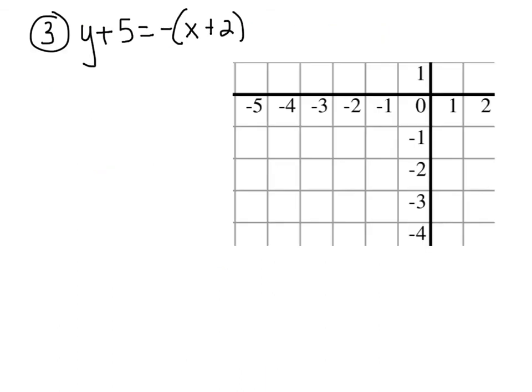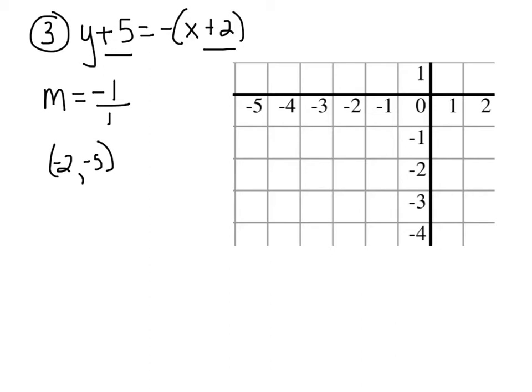Let's do number 3 on the top of page 197. What would your slope be? Negative 1. Now if we write that as a fraction, it'd be negative 1 over 1. What's your point? Since this is x minus x sub 1, this would have to be a negative 2. It's the opposite. Here it says plus 5, so that means it has to be a negative 5.